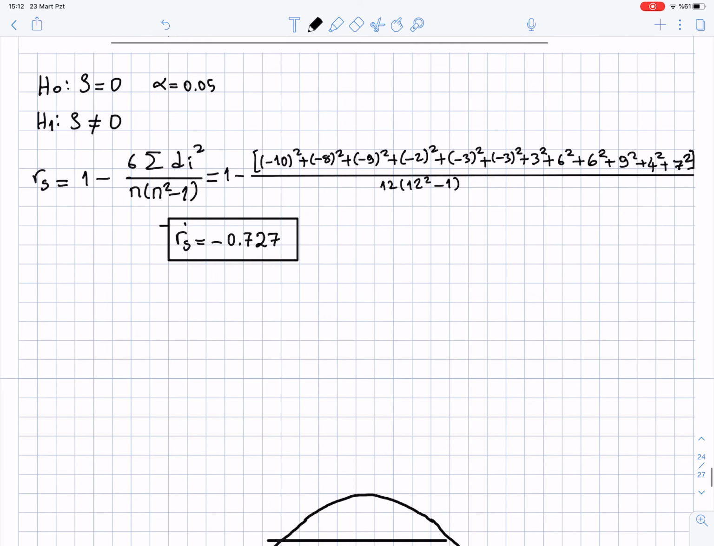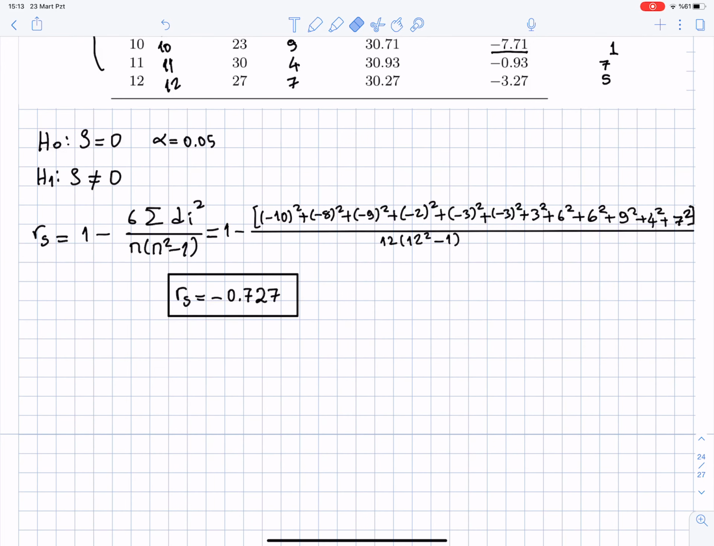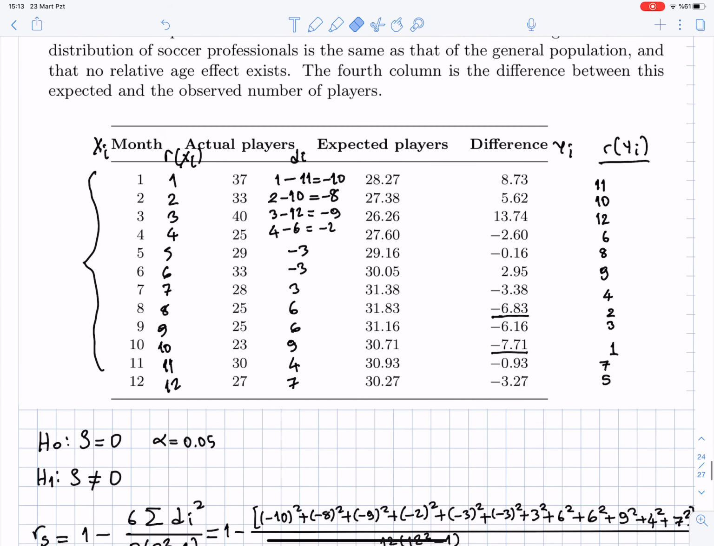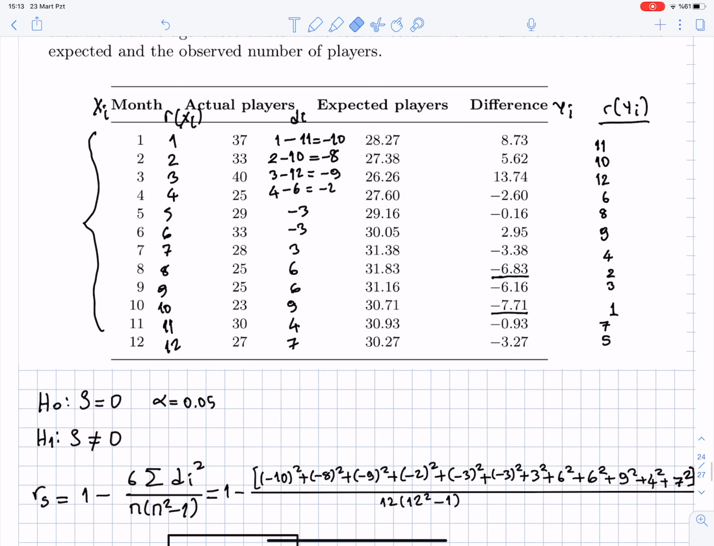That's the result for the Spearman correlation. Okay, seems to be a negative correlation. An increment in the month will result in a decrement in the difference. That's the interpretation. The interpretation is very similar to the Pearson correlation coefficient.